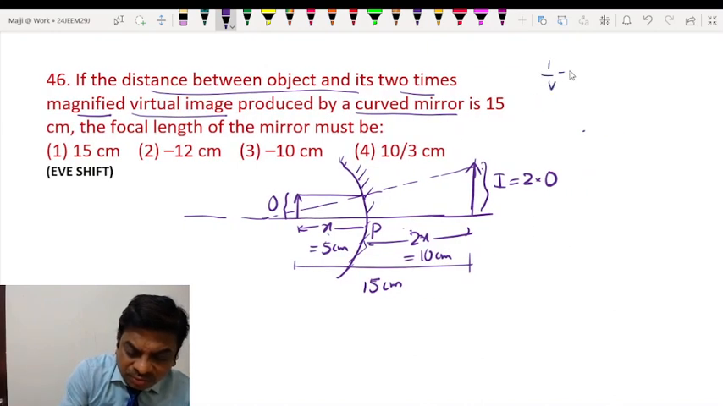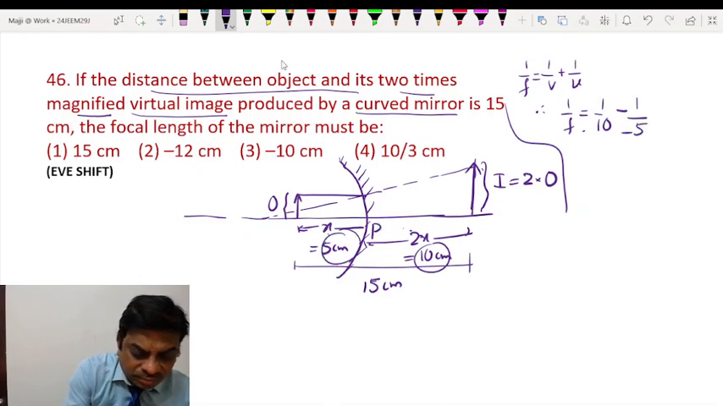So we will be using the mirror formula. 1 by v plus 1 by u is equal to 1 by f. So focal length will be this, 1 by v. You can see v is plus 10 cm, whereas the object distance is minus 5.